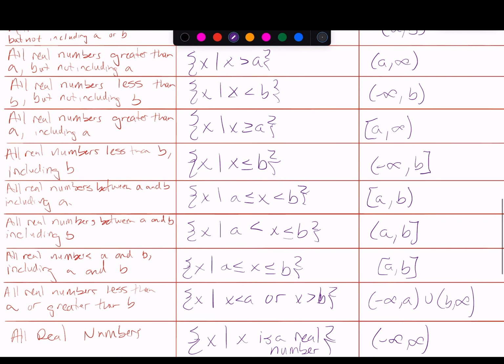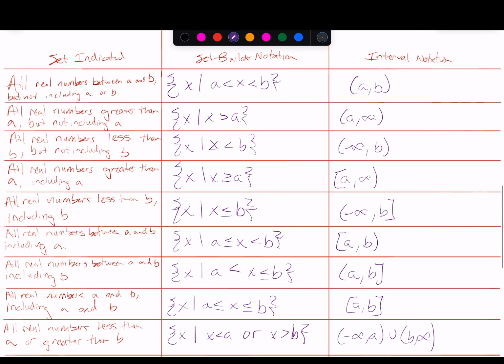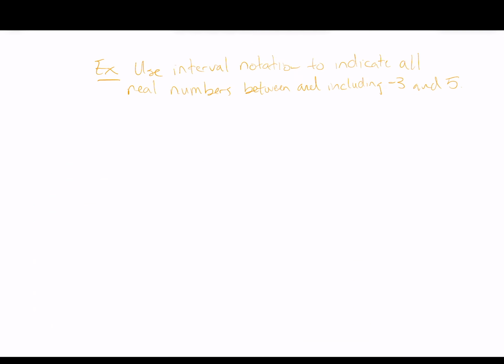So that gives us basically all the cases for specific sets on real numbers, set builder notation, and interval notation. So now we can move on and do some examples, and then we'll move on to the properties of inequalities. Let's do an example involving interval notation. Use interval notation to indicate all real numbers between and including -3 and 5.